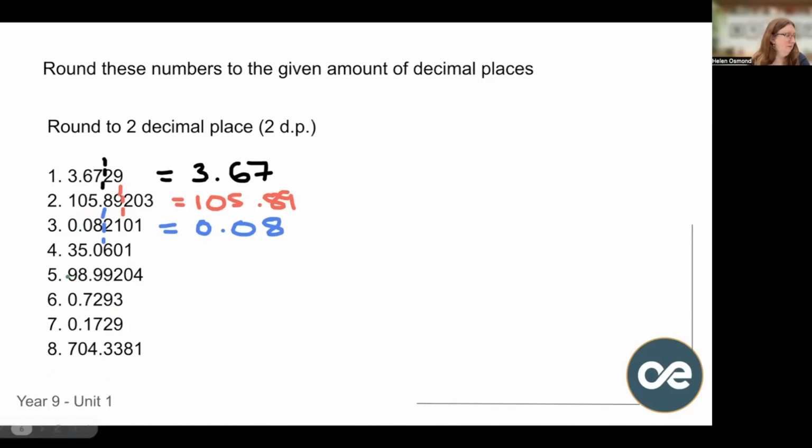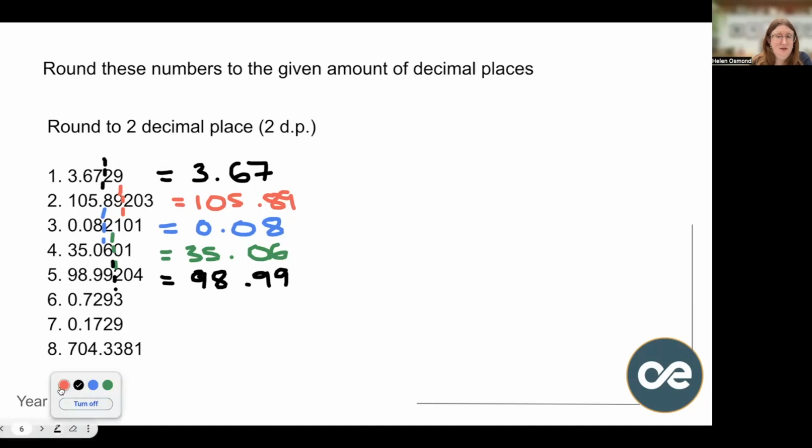We haven't done green yet. In there, so 35.06. In here, in this case, we're going to get 98.99. Because we're rounding the 2 goes down, so it just stays as it is. On this one here, we're going to get 0.73 because the 9 makes it round up.